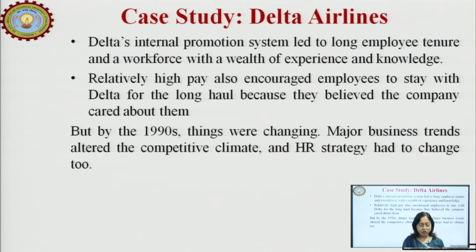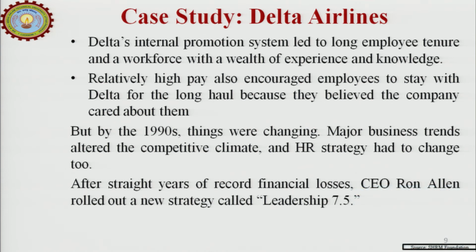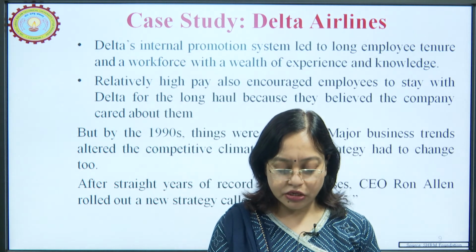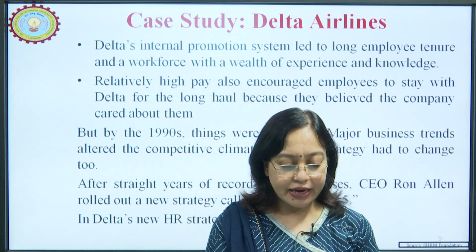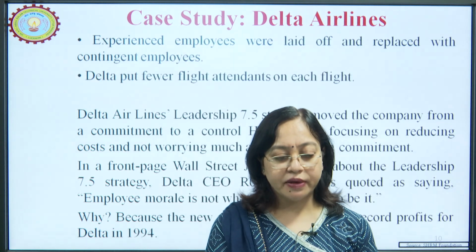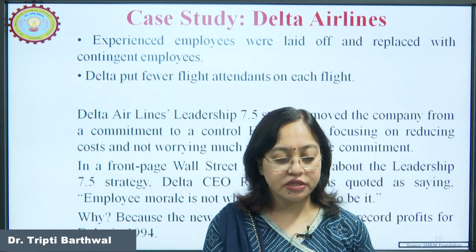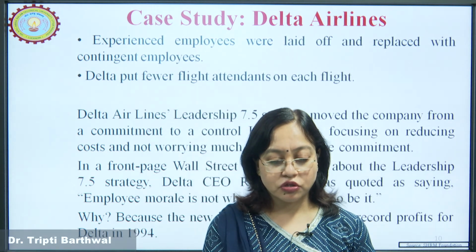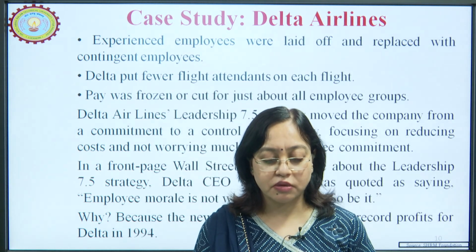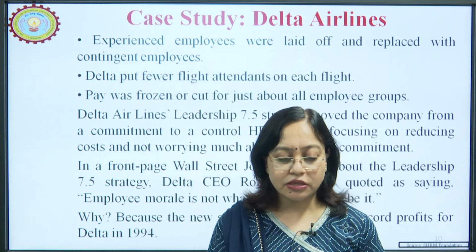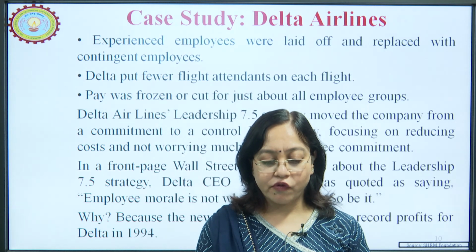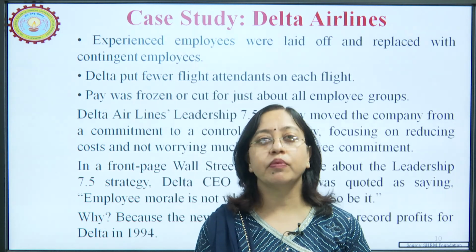There were changes in the business trends, competitive climate, and after straight years of record financial losses, CEO Ron Allen rolled out a new strategy called Leadership 7.5. In Delta's new HR strategy, training dollars were cut, experienced employees were laid off and replaced with contingent employees. Delta put fewer flight attendants on each flight. Leadership and pay was frozen or cut for just about all employee groups. And Leadership 7.5 moved the company from a commitment to a control HR strategy, focusing on reducing cost and not worrying about employee commitment.